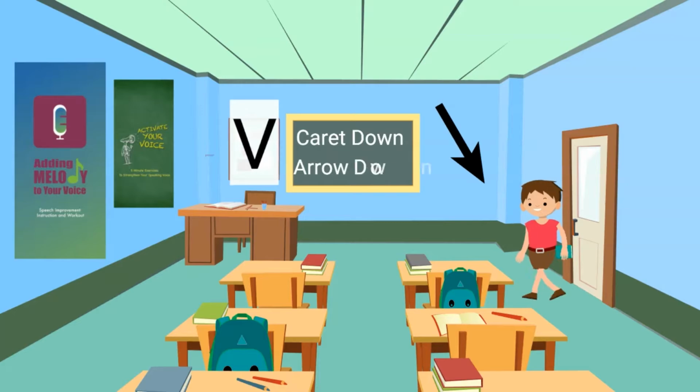Caret down. Arrow down. Let's begin with the downward caret. With one finger in a mid-high location, drop it lower, then return it to the higher original location. This high-low-high movement lowers the middle pitch of the word.